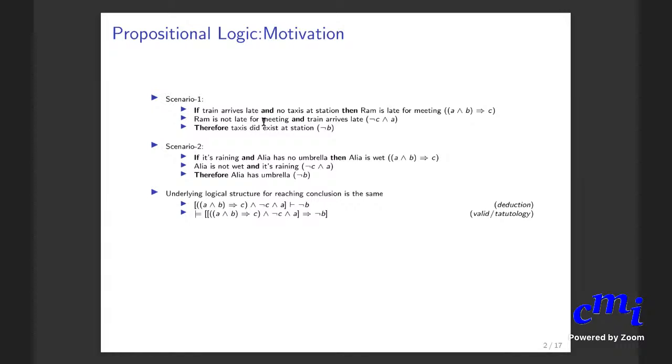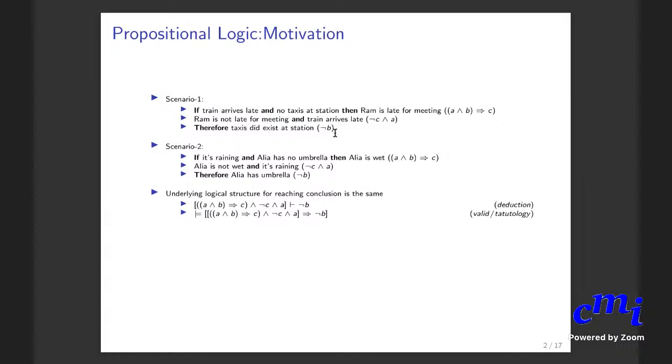And the second assertion is a conjunction. It states that Ram is not late, that is the negation of C, and A. So the question is whether you can conclude from that that B, which denotes there are no taxis at the station, is indeed not true. That is, taxis did exist at the station. So A, B, C denote different declarative statements in the two situations, but the structure is the same.